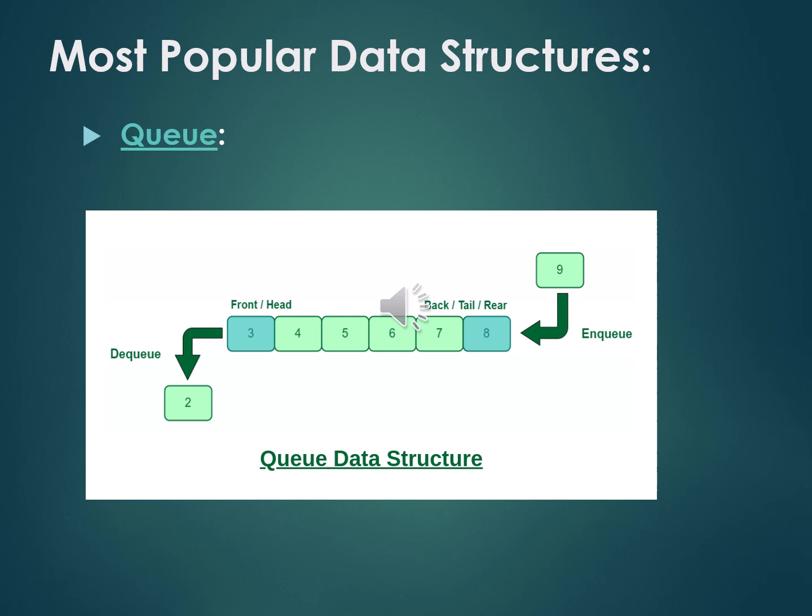New elements are added at the rear, also known as the back or tail, through the enqueue operation. In this example, the number 9 is being enqueued at the rear. On the other end, elements are removed from the front, also called the head, using the dequeue operation. Here, the number 2 is being dequeued. The queue maintains the first in, first out principle, where the earliest added element is the first to be removed.